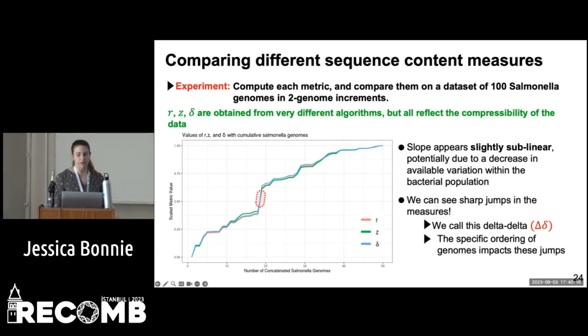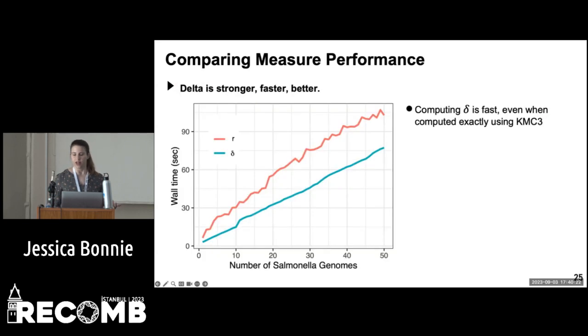When we run a real-world comparison of the wall clock time required to calculate each of these metrics for an increasing collection of Salmonella genomes, delta uniformly outperforms R, even when exact K-mer counting is used to measure delta.